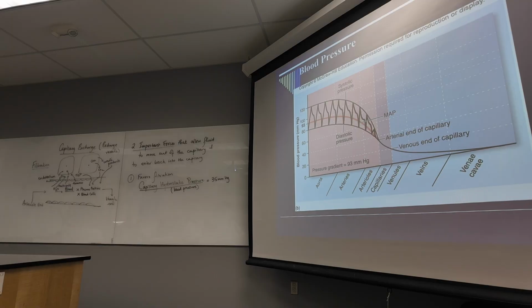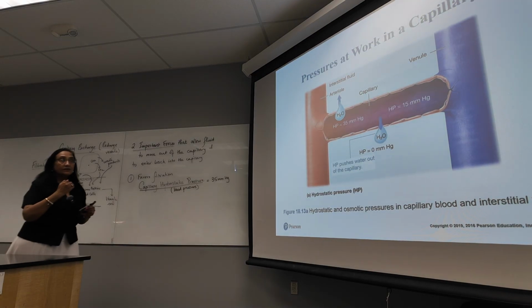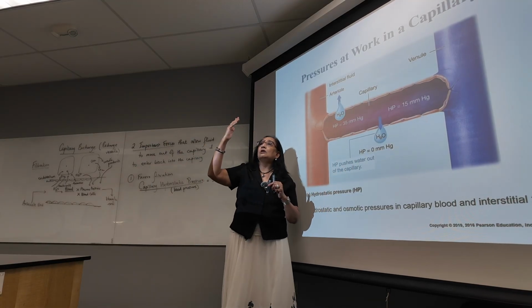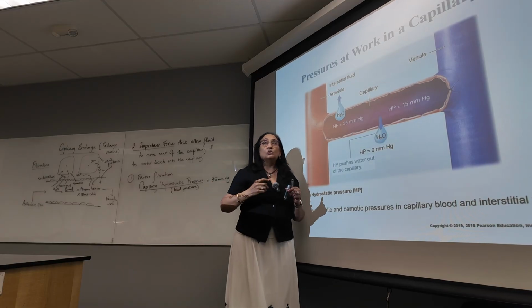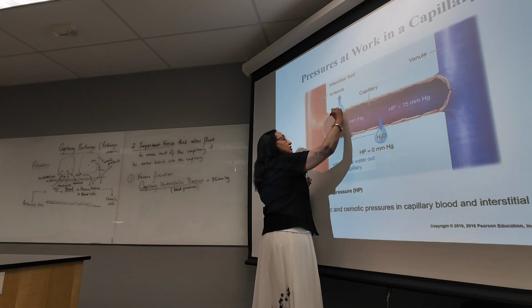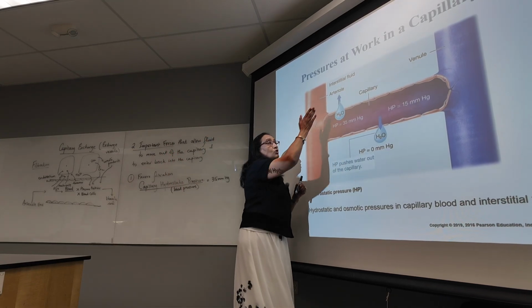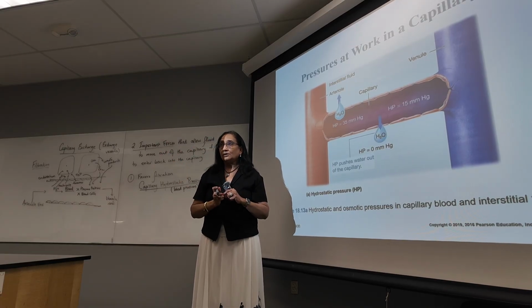Now this 35 millimeters of mercury is the one that pushes the water out along with the oxygen and the nutrients. Without this pressure, things won't move out. So this pressure is needed to push the water along with the oxygen and the nutrients out of the capillary and into the tissues.